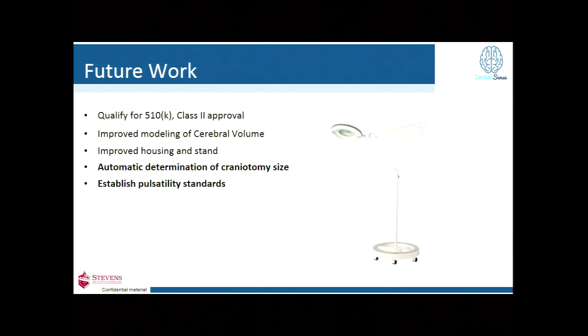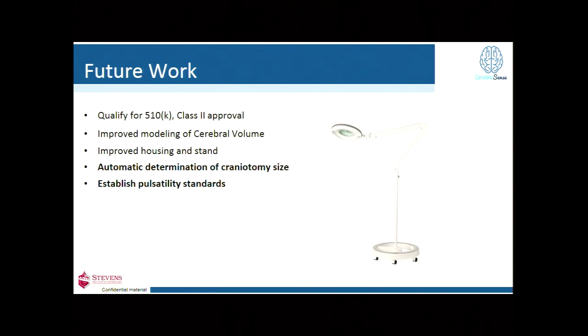So with any medical device or biotech device, there is always future work needed to optimize it and ultimately try and perfect it. So the first step would be to gain 510(k) class 2 approval. And we hope to start animal trials in the next year, middle of 2018. In addition, we hope to improve the cerebral volume technique, our algorithm, as well as the housing and stand, so we can have a seamless transition from the operating room and then back out as the neurosurgeon sees fit.